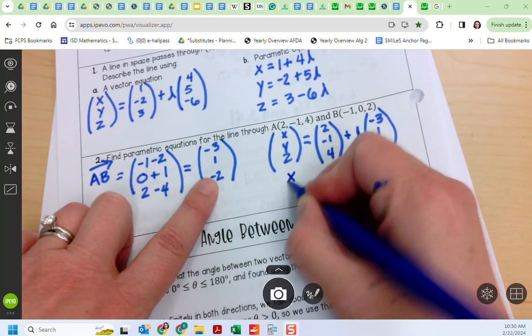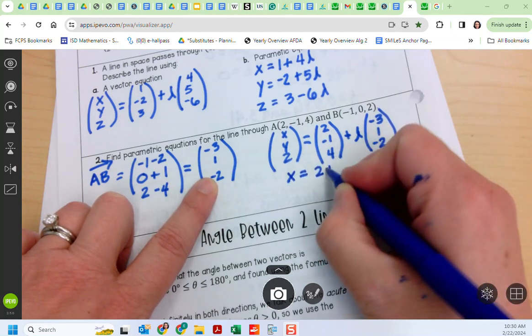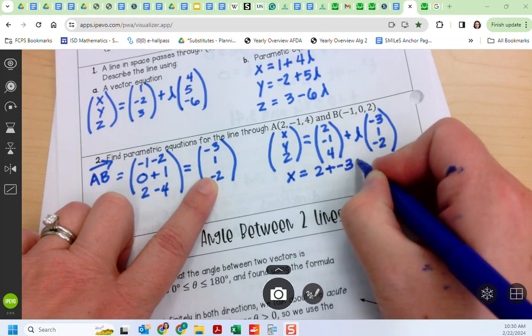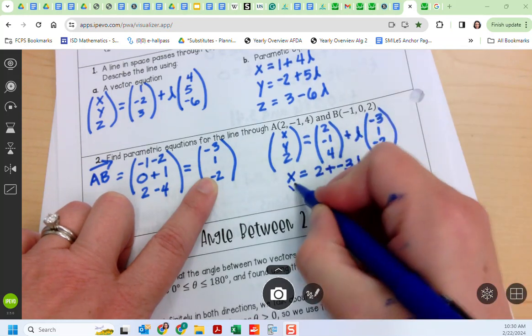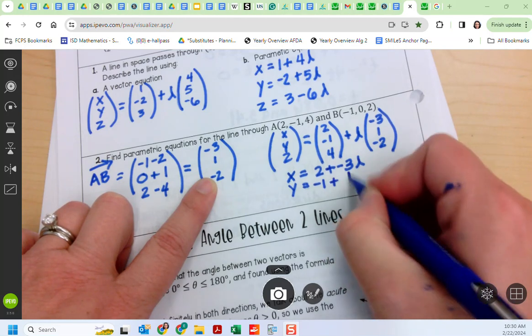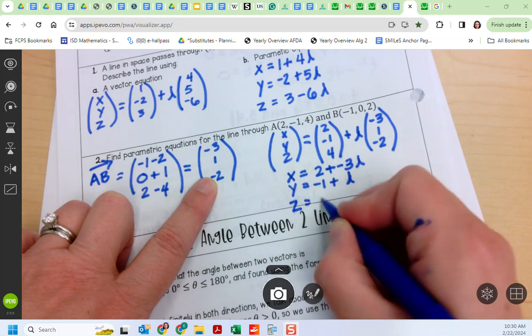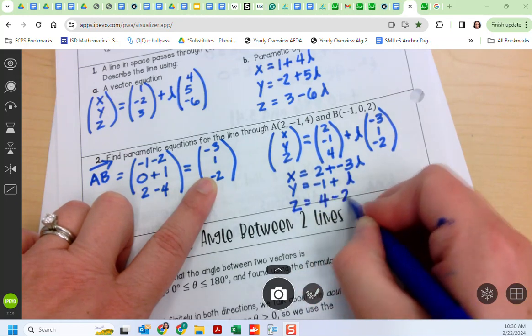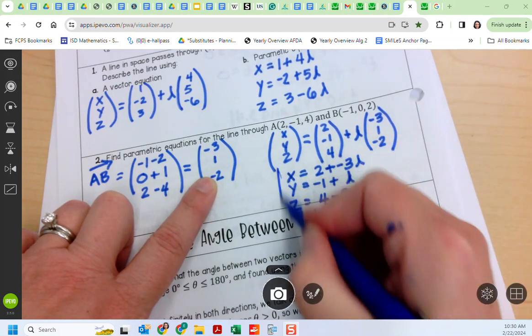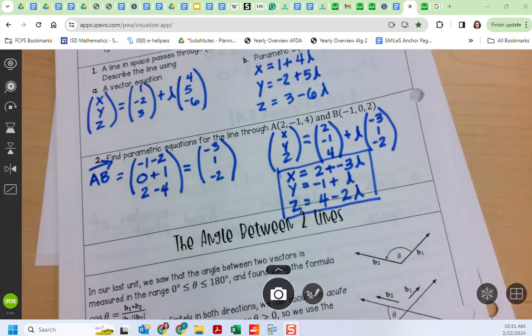So x equals 2, I put plus. You could put minus though. I have plus negative 3 lambda. Y is equal to negative 1 plus 1 lambda, or just plus lambda. And z is equal to 4 minus 2 lambda. All right. So that's your final equation, because it said to write them as parametric equations.